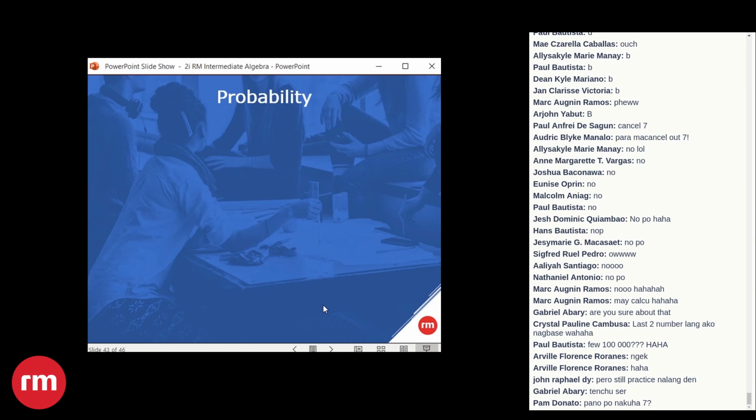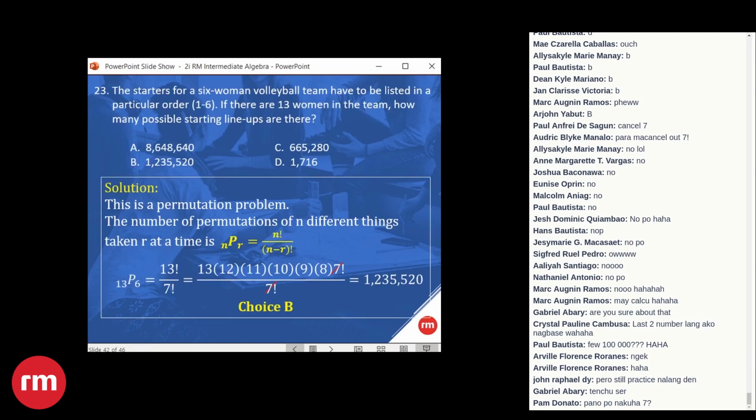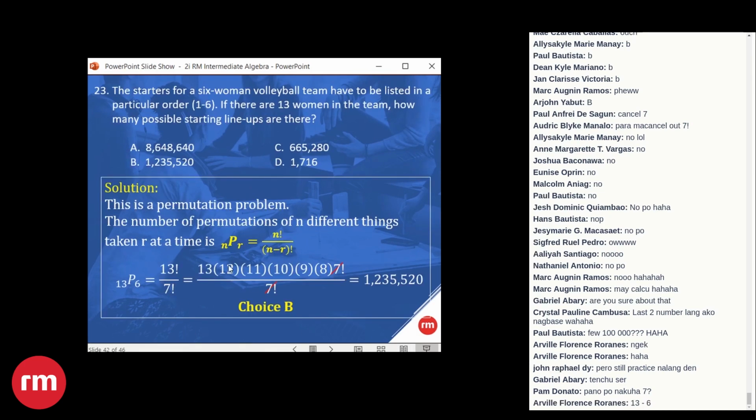Paano nakuha yung 7? Dito? But dinivide because meron kang n minus r factorial. Your n is 13 minus 6, you get 7 factorial. So hindi mo na kailangang isulat yung tuloy-tuloy ng 7 times 6 times 5 times 4 kasi you simply factor it out. You simply cancel it out.